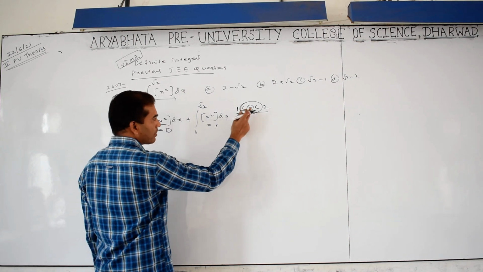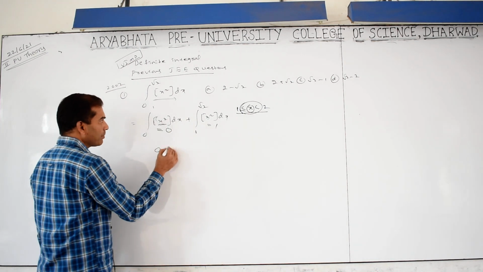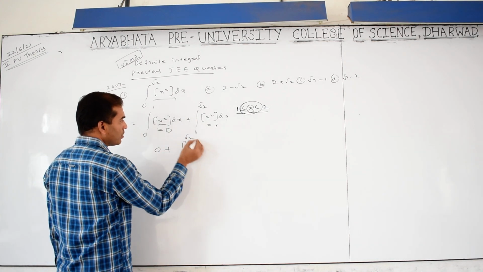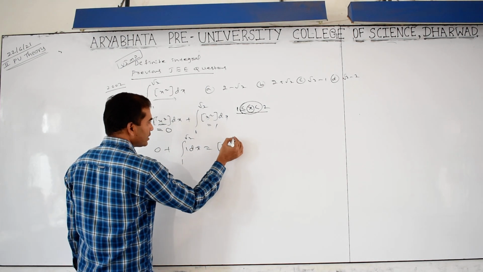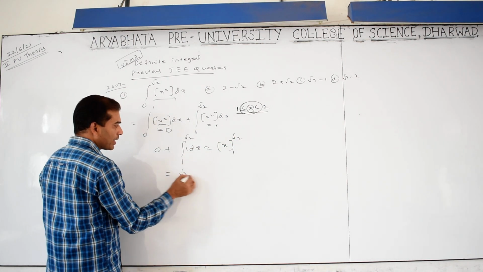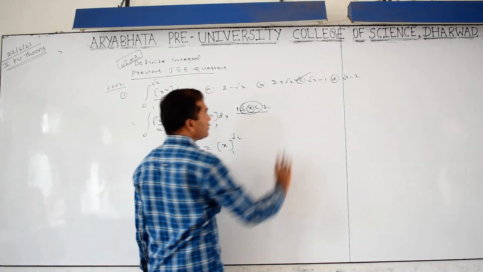Step of 1.1, step of 1.3, step of 1.4 is 1. So this is 0 plus integration of 1 to root 2 of 1 dx. Integration of 1 dx is x, limits 1 to root 2. Apply upper limit minus lower limit: root 2 minus 1. So this is the correct answer.